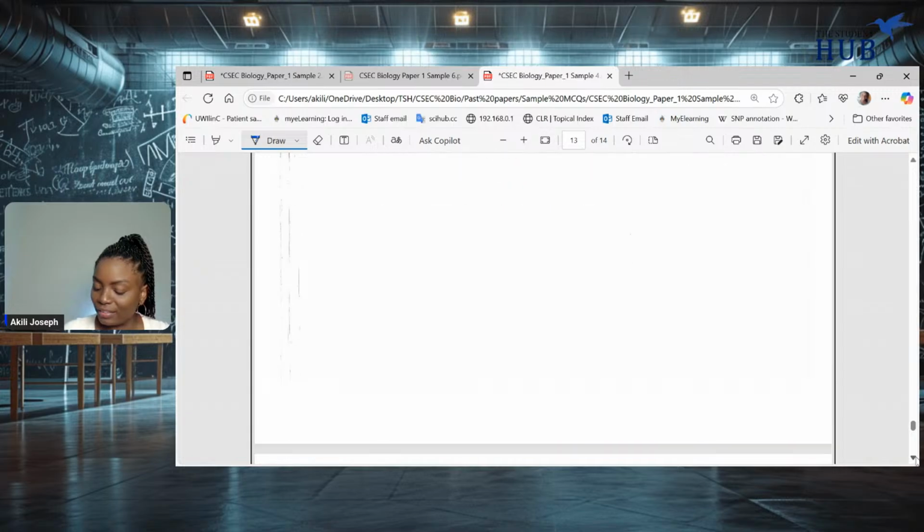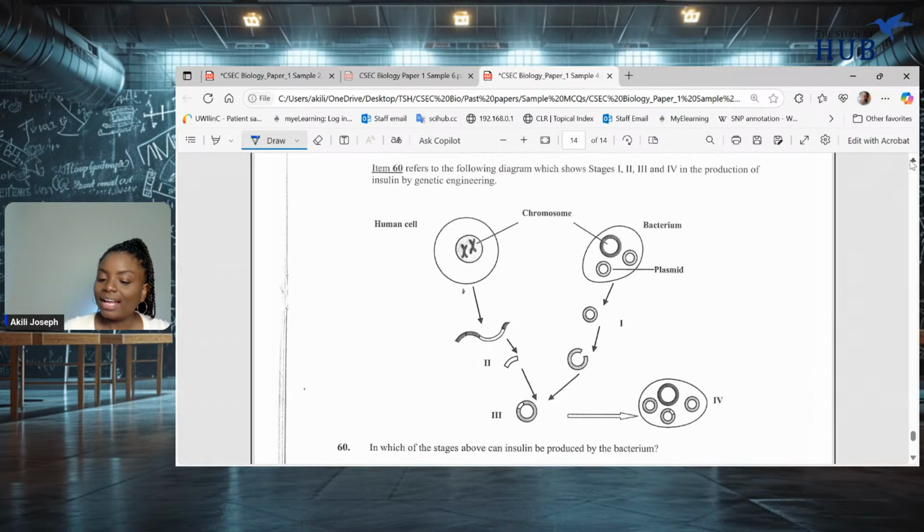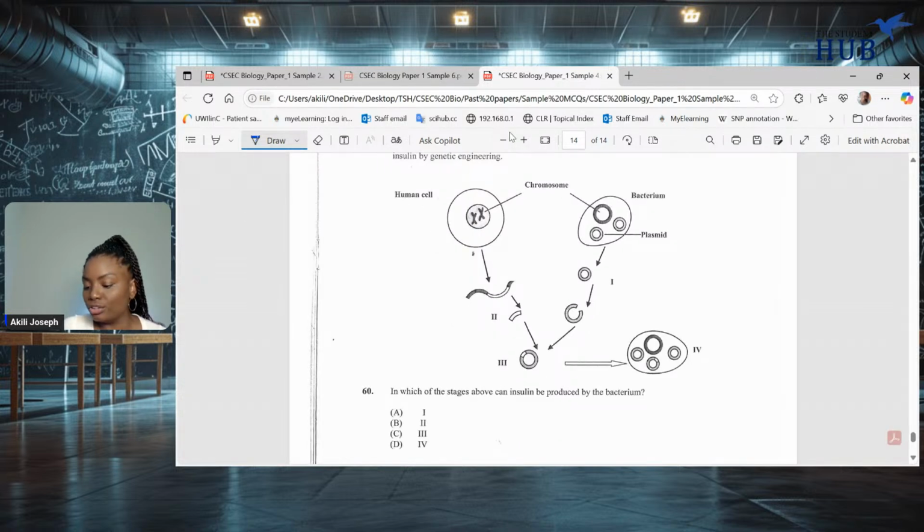And to end us off on this second paper, item 60, nothing like a little genetic engineering question. Item 60 refers to the following diagram, which shows stages 1, 2, 3, and 4 in the production of insulin by genetic engineering. In which of the stages above can insulin be produced by the bacterium? Is it going to be in 1, 2, 3, or 4? It's going to be in 4. Right, so this question is very easy, but basically it's using genetic engineering to produce insulin.